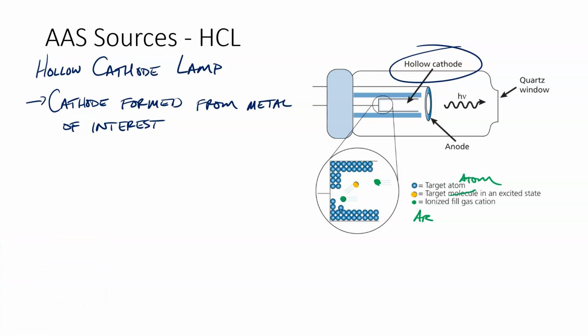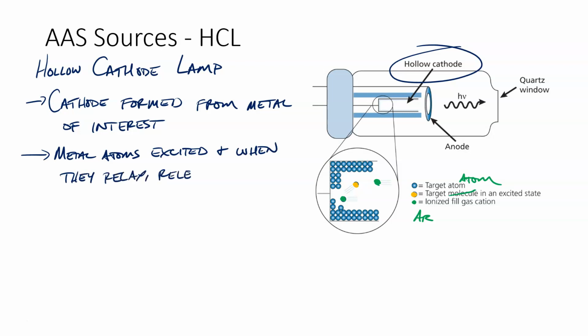Once we have that atom in the excited state, based on that excited state lifetime, it's going to decay back down to the ground state. And so the metal atoms are excited, and when they relax, that's when they release that photon.